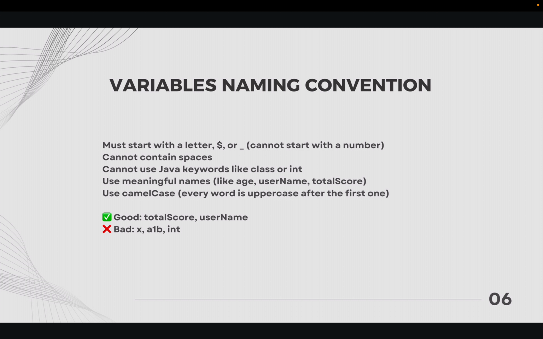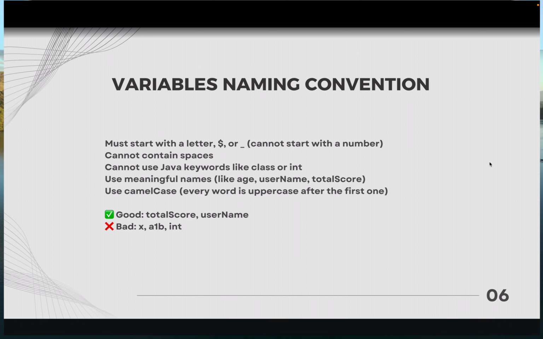So here I have a couple of examples of good and bad names for variables. As you can see, good variable names are total score and username, and bad are x, a1b, and int, right? So you can understand why they are bad. All right, let's go back to IntelliJ.